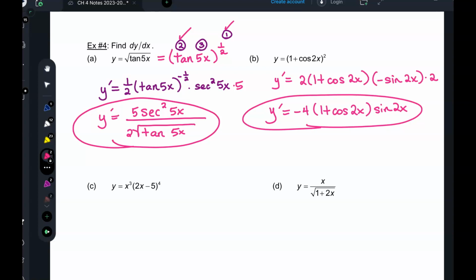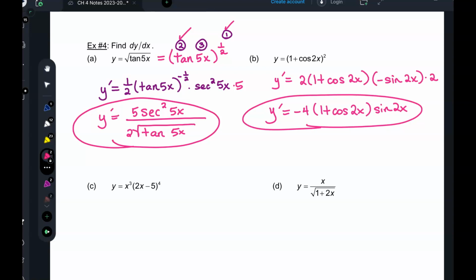So whenever the power is on the outside, anytime you have something to a power, this is always going to be your first step. Versus if it's sine of something to a power, like sine of x cubed minus 1 to the power of 2, then the outermost term is still sine. Oh, so then you wouldn't use the exponent first. Correct.